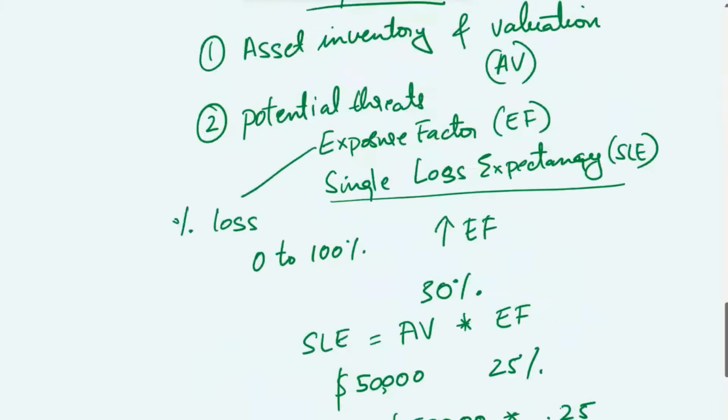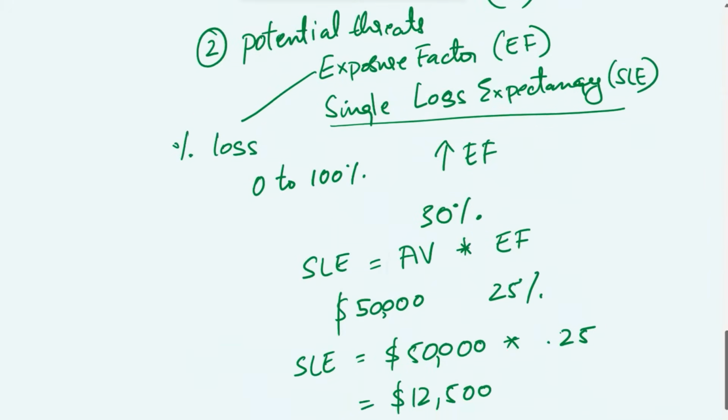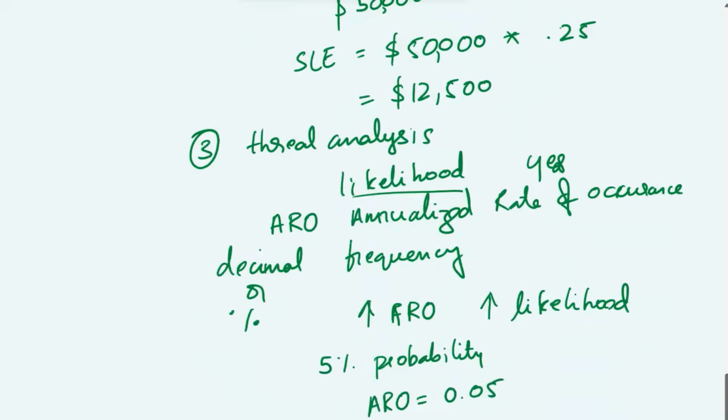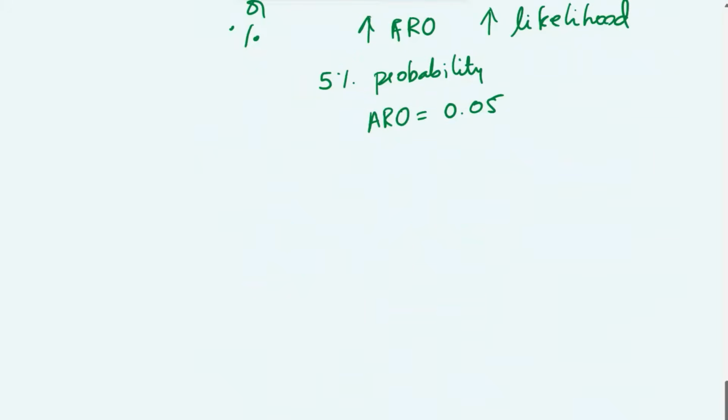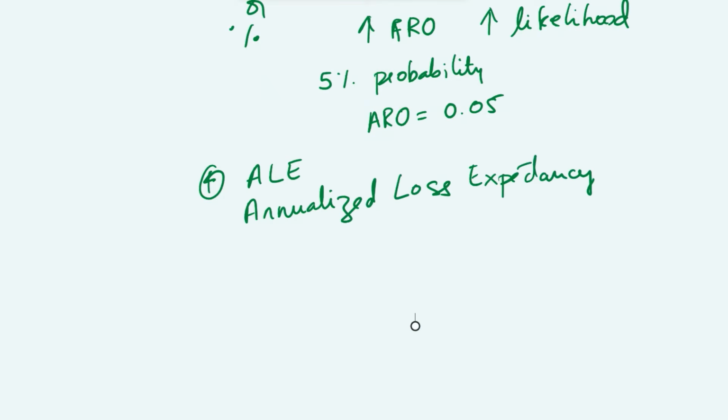Now we have the asset value and inventory, then we have the exposure factor and single loss expectancy. In the third step, we're calculating ARO. And in the fourth step, we calculate the overall loss potential per threat by determining the ALE. ALE stands for annualized loss expectancy. This is a metric used to estimate the expected financial impact of all instances of a specific realized threat against a particular asset within a single year. It represents the average annual cost of the potential losses resulting from a specific risk event.